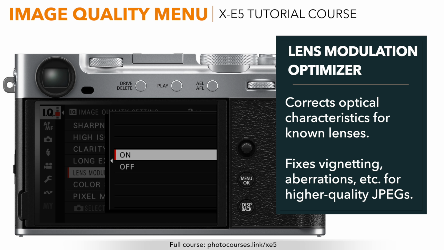The Lens Modulation Optimizer contains a database of all Fujinon lenses, their optical characteristics, and their flaws. Even the best lenses have some kind of flaws like chromatic aberrations or distortion. And so what this does, when you have it on, is that it will correct for those flaws and characteristics, giving you a much cleaner image for whatever lens that you're using as long as it's a Fujinon lens. So I would always recommend keeping this on.